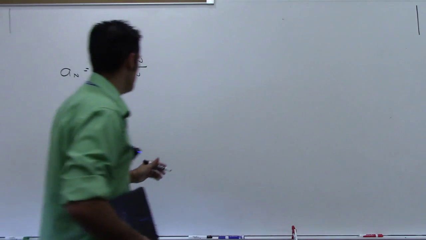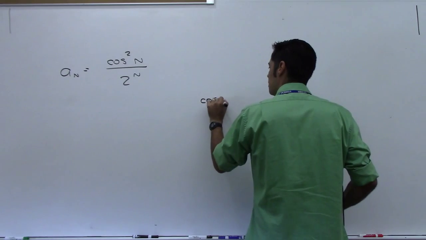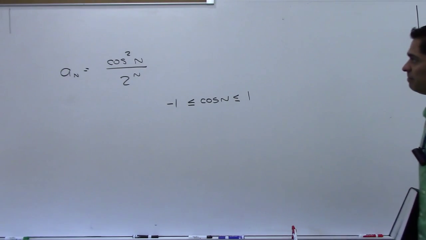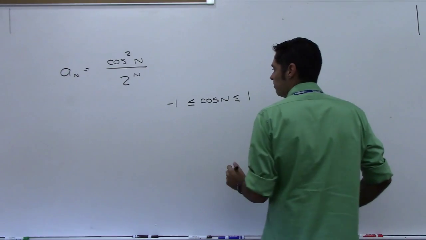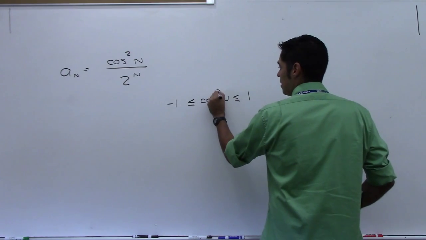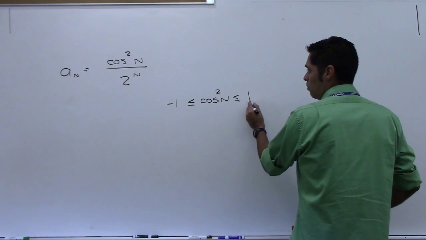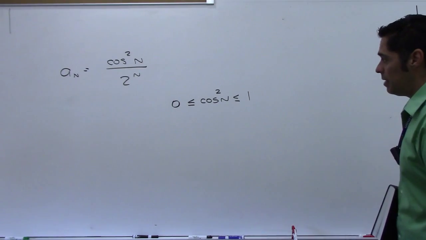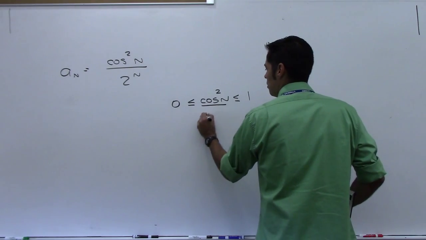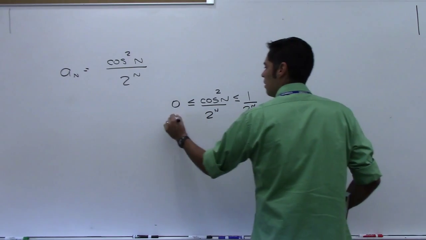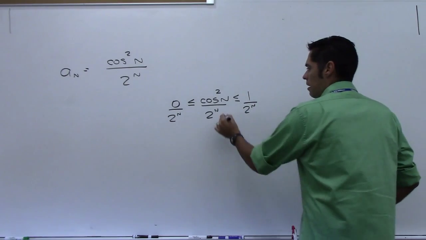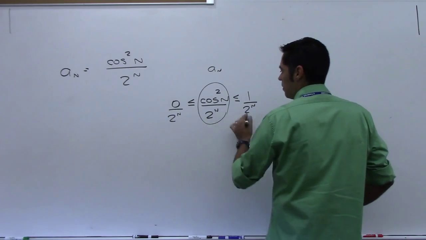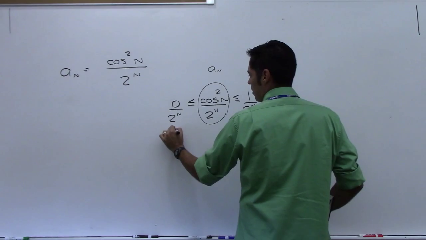So what I'm going to use here is the squeeze theorem. I'm going to first place cosine n between -1 and 1 because I know it's definitely between -1 and 1. And then when I square it, what I can say is that this has to be less than or equal to 1, but this now has to be greater than or equal to 0 because anytime you square something, it can't be negative. And then I'm going to divide everything by 2 to the n. And therefore, I've got the sequence I'm interested in, a sub n, in the middle, and I've squeezed it between two things. Now, this is just always 0.